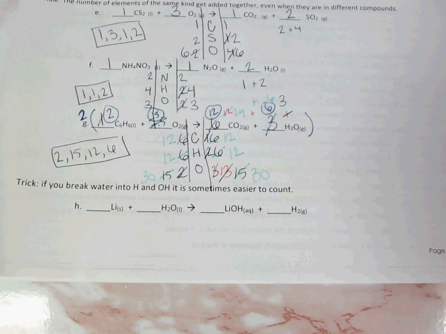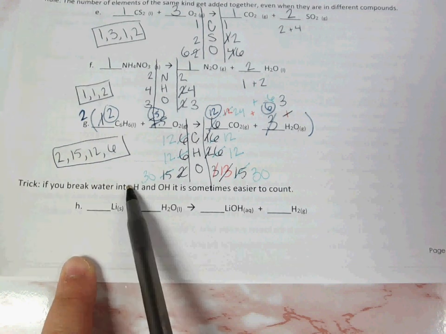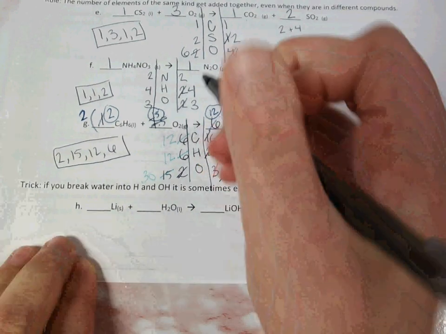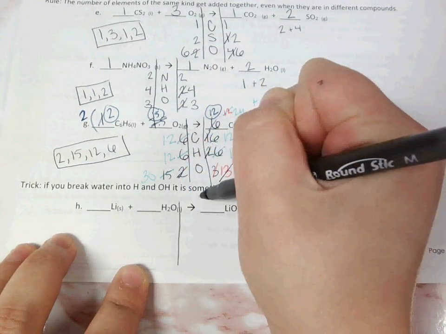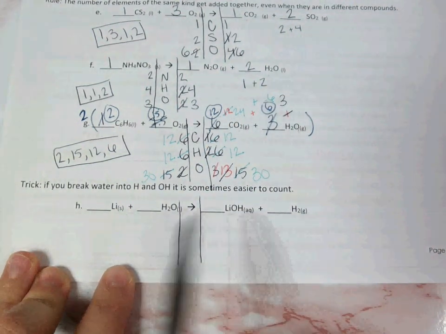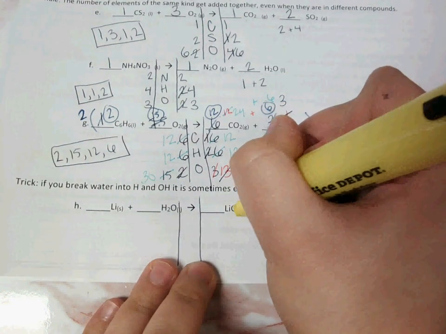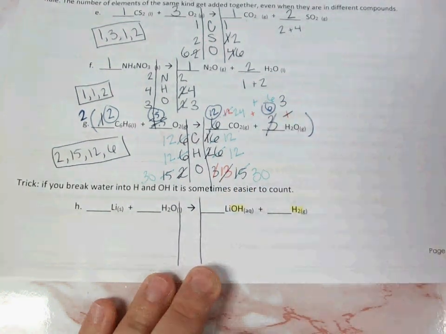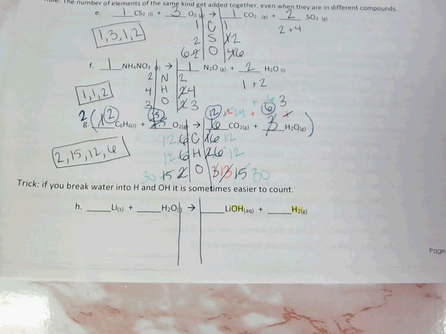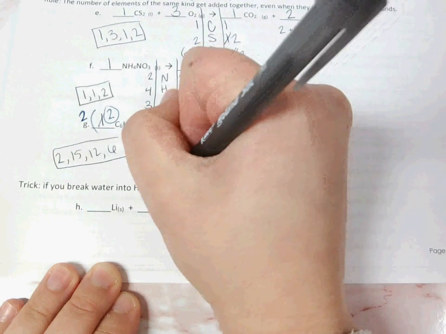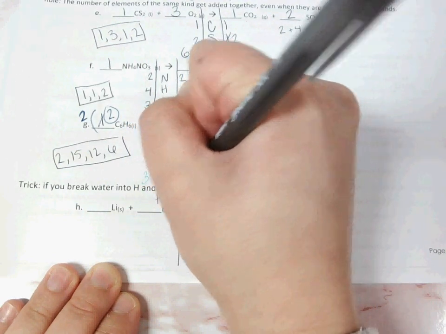For example H2O, there's a trick that if you break water into hydrogen and hydroxide, sometimes that makes it easier for you to count. So you'll start balancing the exact same way, where you make your column over the arrow to separate your reactants from your products. If you notice that you have both hydroxide and hydrogen separate from that on one side of the equation, you can replace this H2O with hydrogen and hydroxide separate, and we'll count them separately.